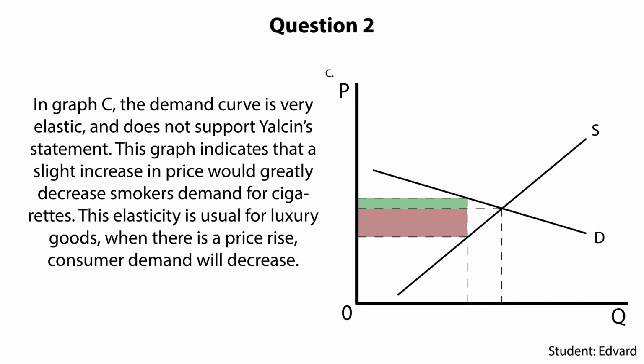In Graph C, the demand curve is very elastic and does not support Yeltsin's statement. This graph indicates that a slight increase in price would greatly decrease smokers' demand for cigarettes. This elasticity is usual for luxury goods. When there is a price rise, consumer demand will decrease.